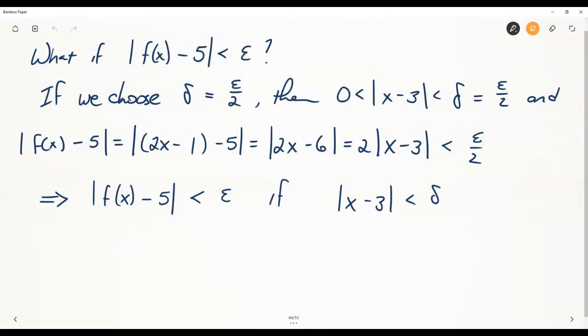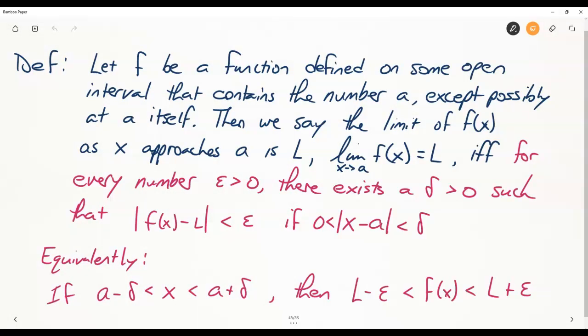And this last line is just a restatement of what these first two lines say. That the distance between our function and 5 is less than epsilon if our distance away from 3 is less than delta, provided that we have chosen delta appropriately. Now this value of delta is going to change depending on your problem. In this case, it just happens to be epsilon over 2.